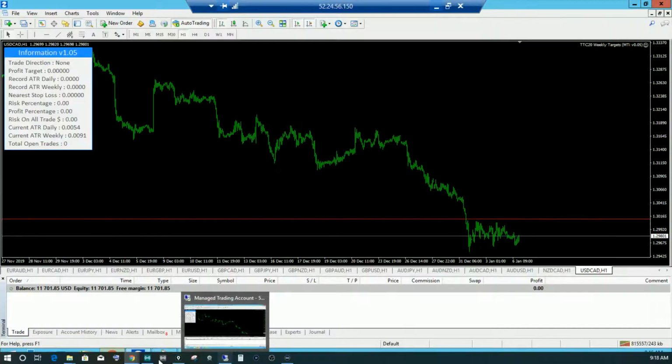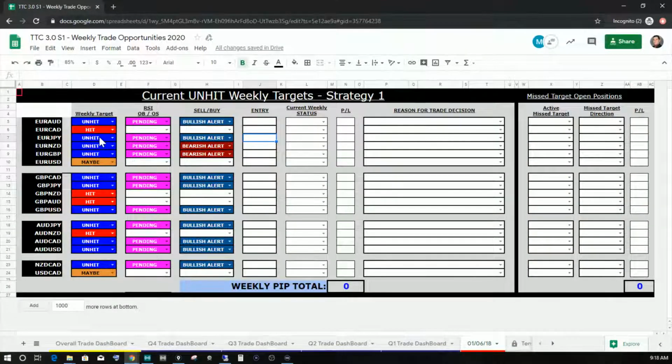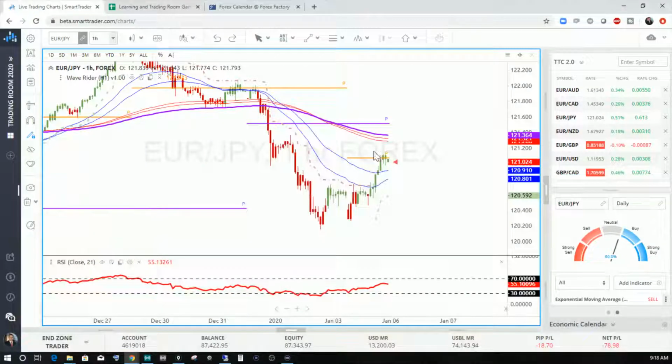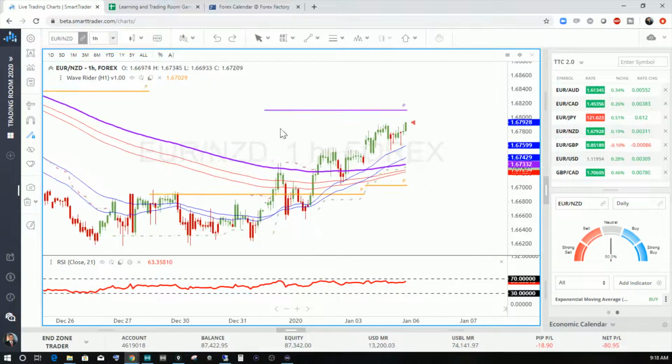So let's go ahead and clean up here. Update the document. Again, making it a hit target. Clearing up that. No hit target this week. And then you go to the next one, which is Euro New Zealand dollar. Now Euro New Zealand dollar is still open up here for business.